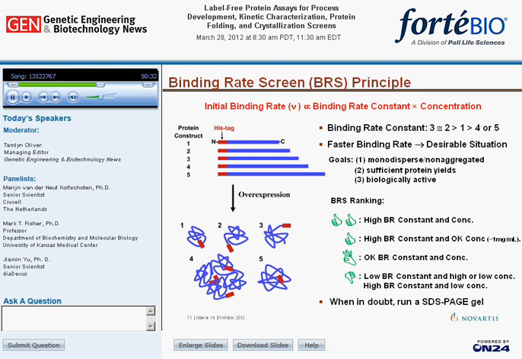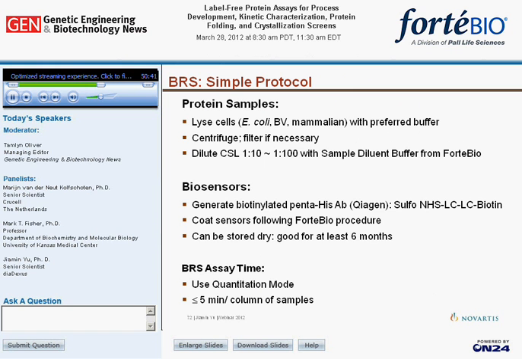The protocol to run the binding rate screen is very simple. Preparation of the soluble lysate is pretty standard. You can lyse the cells with preferred lysis buffer, and the cells can be E. coli, baculovirus, or mammalian. After centrifuging the lysate, the soluble lysate can be filtered if necessary. The crude soluble lysate can then just be diluted with sample diluent from ForteBio. For the biosensors, you can either purchase the pre-made anti-His antibody-coated biosensors or make your own to save the cost. The penta-His antibody from Qiagen works the best in our hands, and you can coat the sensors following the ForteBio protocol, and they can be stored dry for at least 6 months.